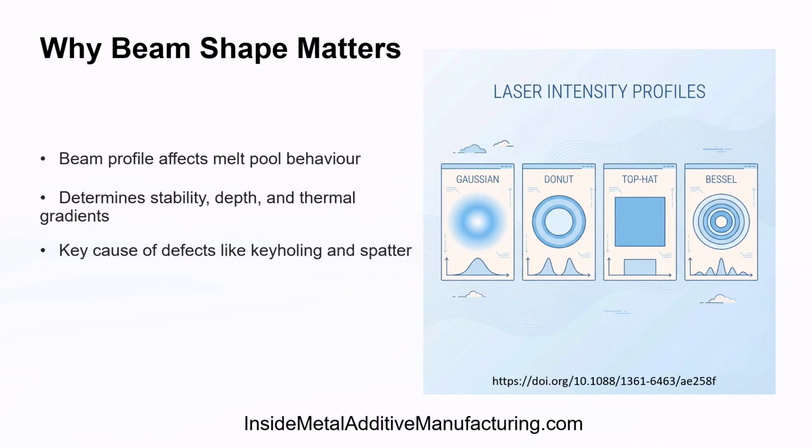keyhole behavior. Beam shaping fundamentally alters this interaction by redistributing energy across the beam cross-section. A top-hat beam delivers energy uniformly, a donut beam removes energy from the center entirely, and a Bessel beam combines a narrow central peak with surrounding rings. These differences change not only how metal melts, but also how heat flows, how fluid moves inside the melt pool, and how the material ultimately solidifies.